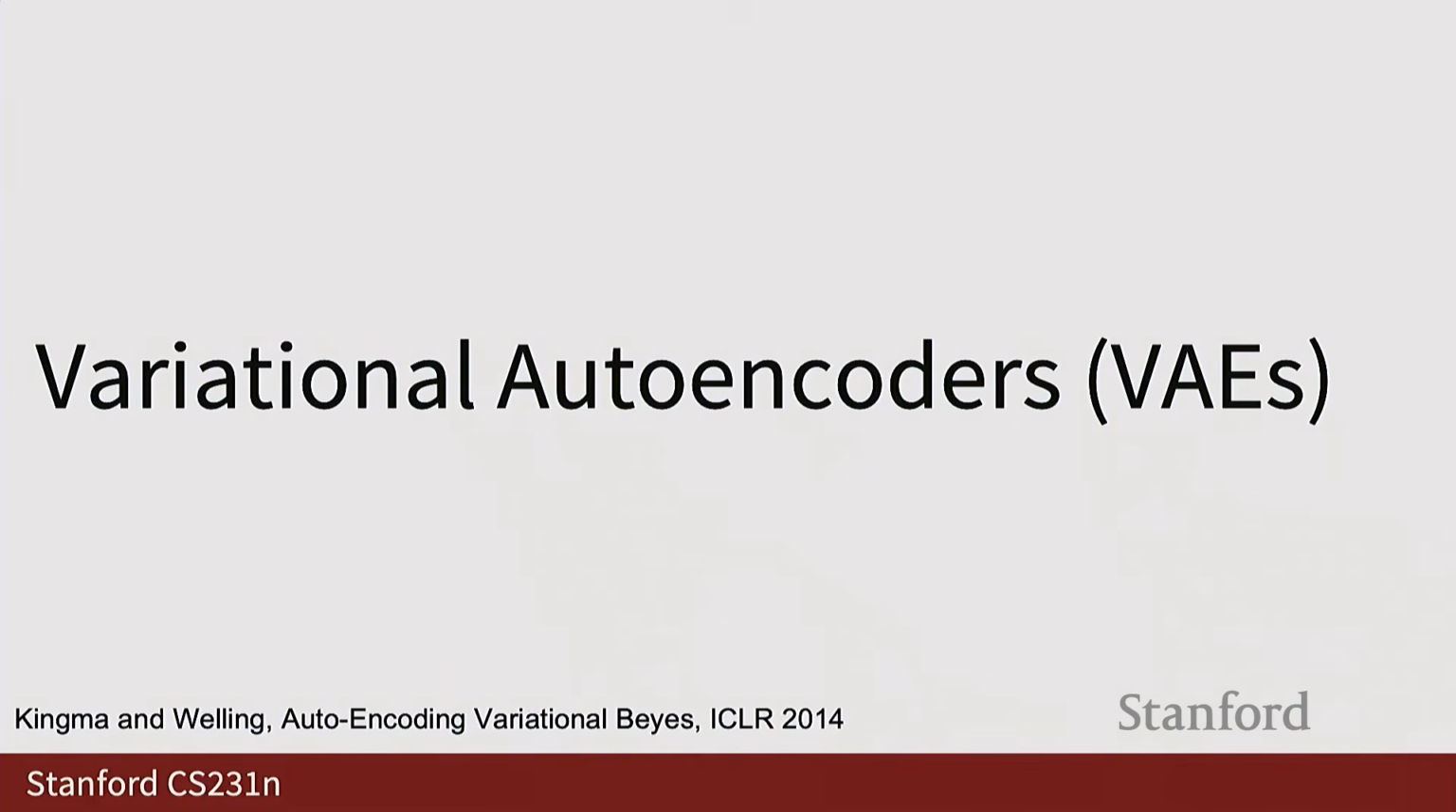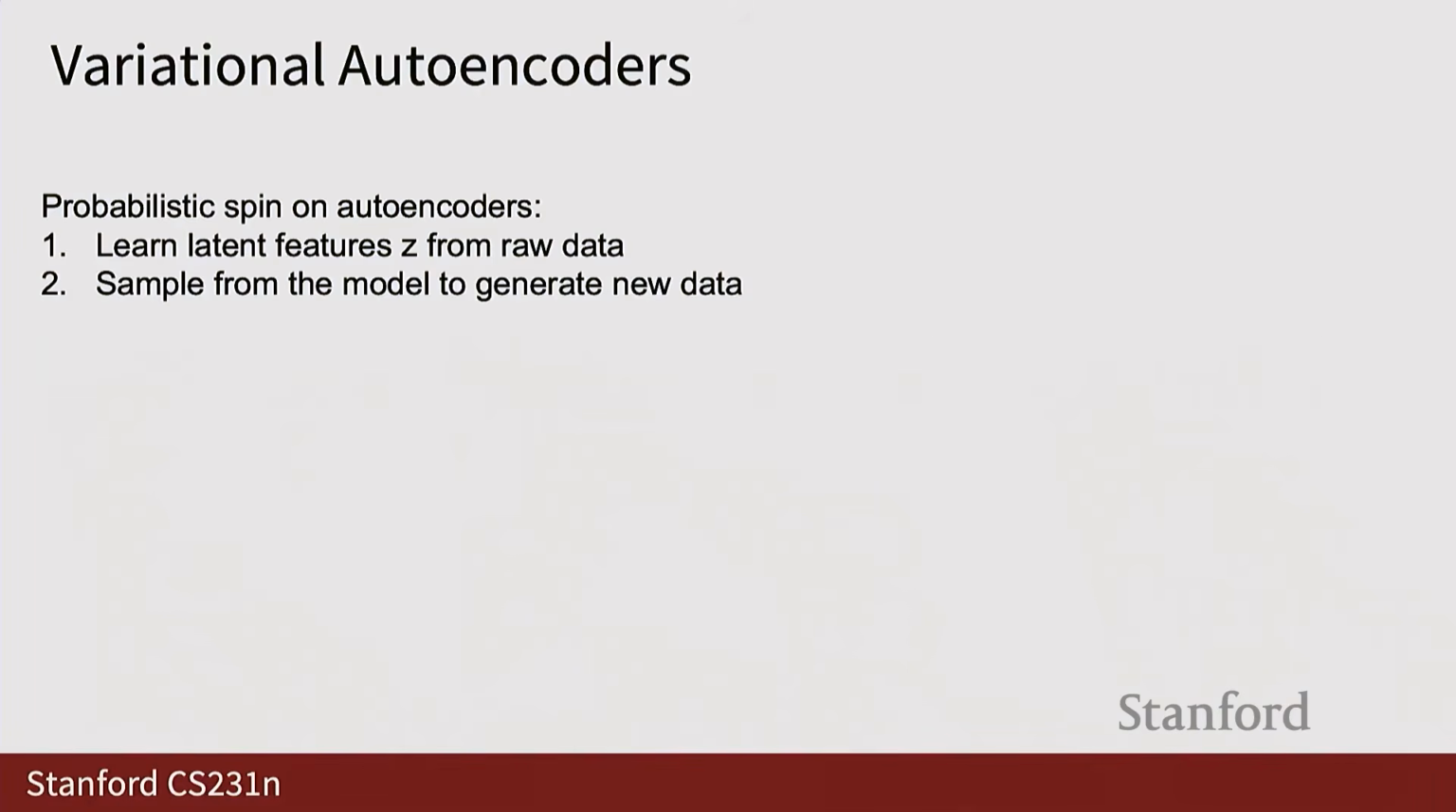Why variational? It's a long story. It has a long history, a lot of history around that terminology in the literature. But basically variational autoencoders are a probabilistic spin on our traditional autoencoder. So it's going to learn latent features Z from raw data, and then we'll be able to enforce a structure on that learned latent space Z such that we can sample from it at inference time after the model is trained and generate new samples.